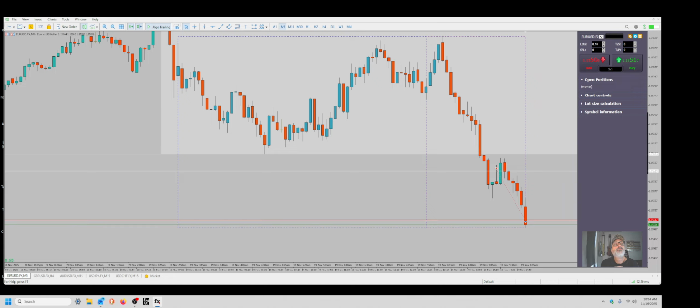So I took that, and let's see what that was. 10 bucks on one mini lot. Usually I go 3 mini lots, so it would have been a $30 trade. But the assumption was right, and we took the win, and that's it.